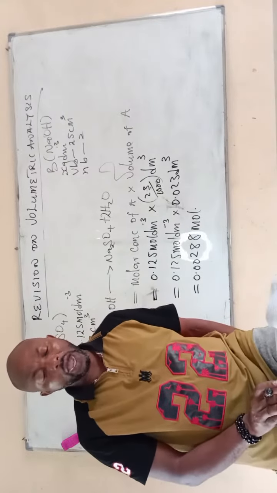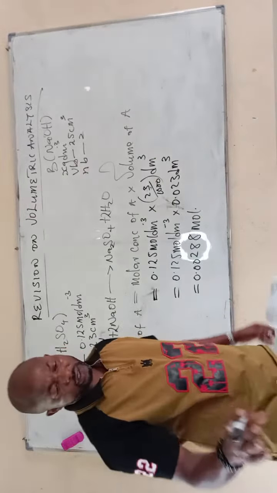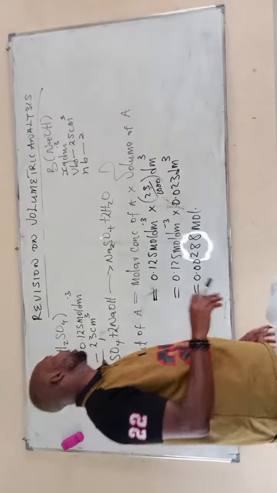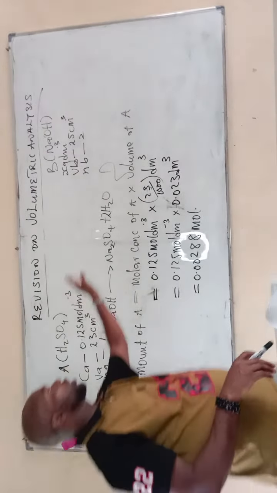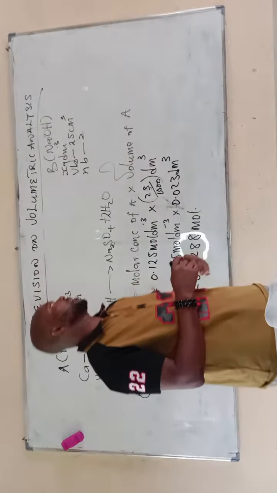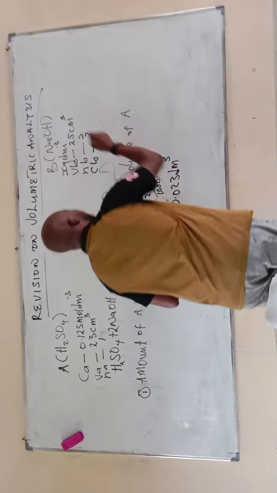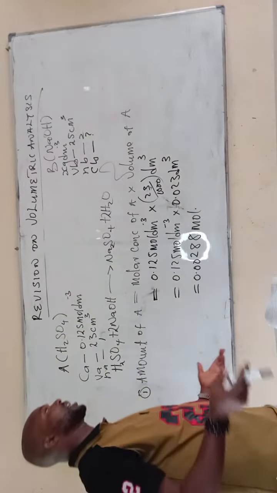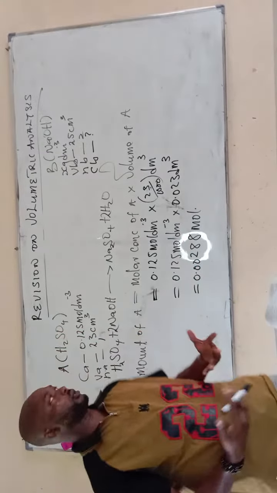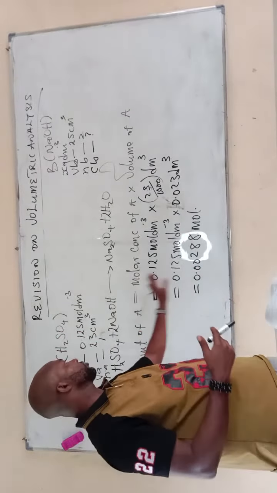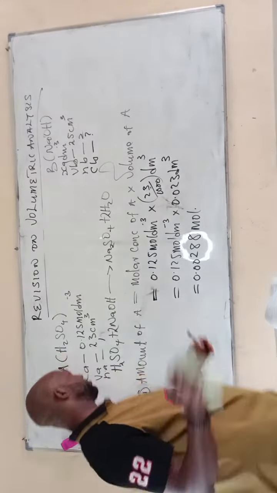Let's take the second one, concentration of B in mole per dm cube. Now, we have the concentration of A. For us to get the concentration of B, which is CB, it will be much easier. So we use what? The formula CAVA over CBVB. That is a direct question. We use it to get what we want.